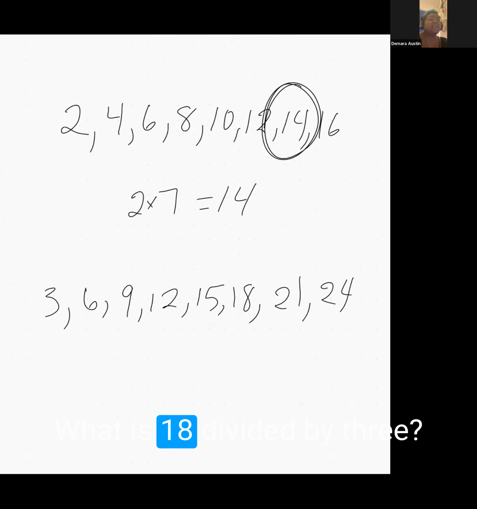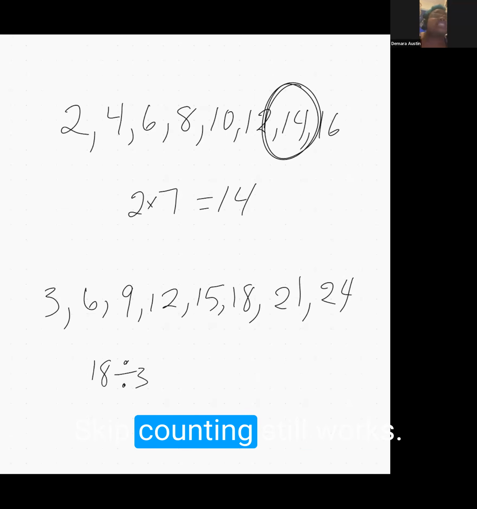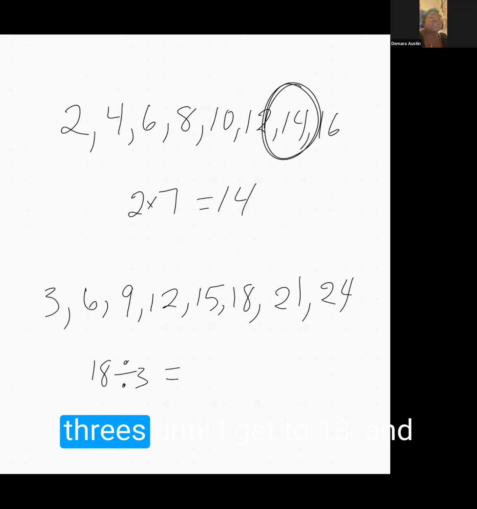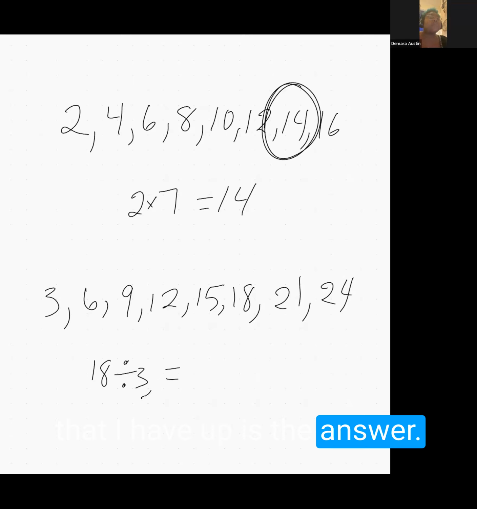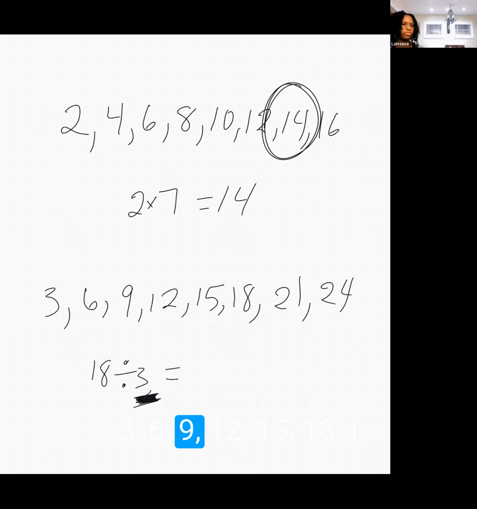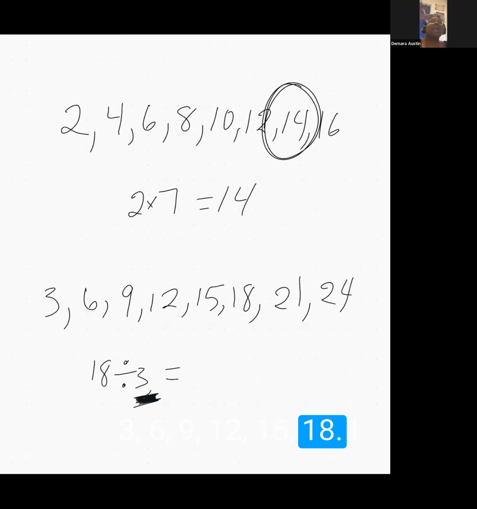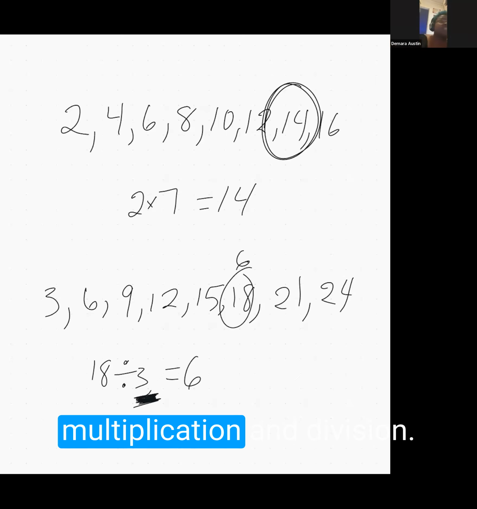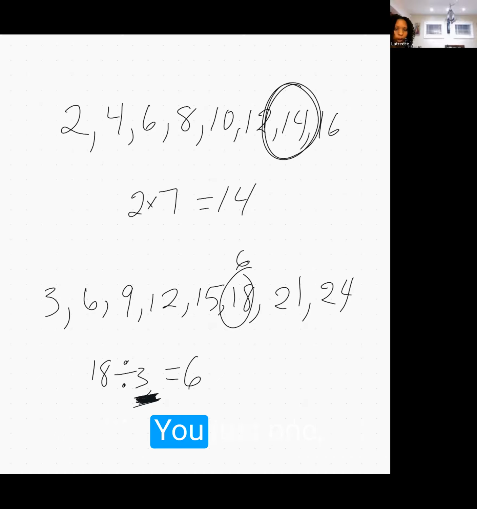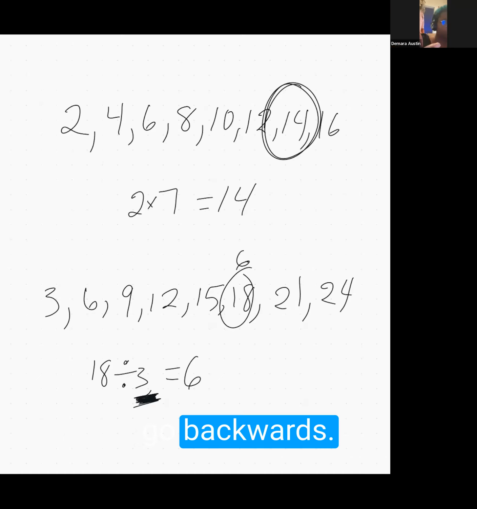So now, if somebody asks me, what is 18 divided by 3? Skip counting still works. I'm going to count up by threes until I get to 18. And then the number of fingers that I have up is the answer. 3, 6, 9, 12, 15, 18. I have 6 fingers up. So 18 divided by 3 is 6. Skip counting works for multiplication and division. With one you go forward, with the other you go backwards.